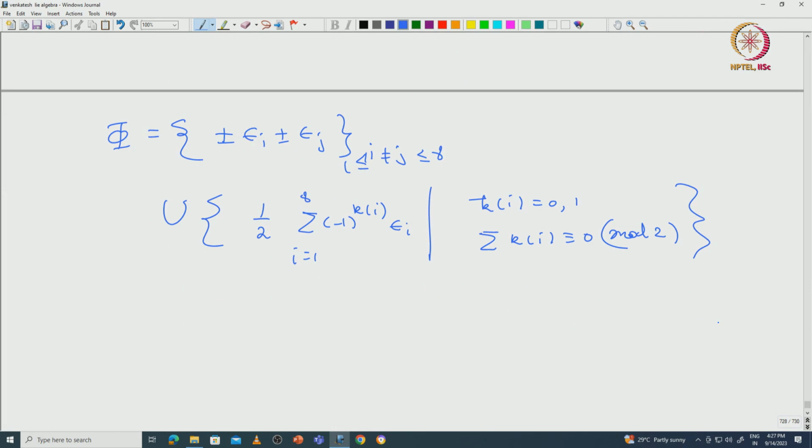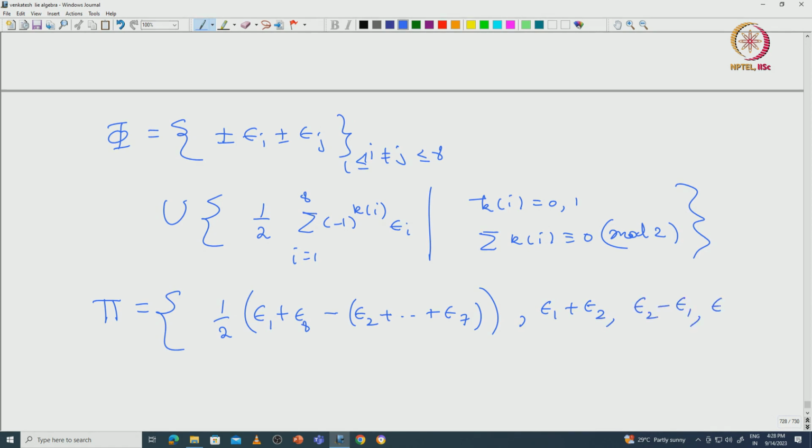So, this is your root system E8. It is a bit complicated root system, but very explicitly given. Again, what is the base? The base is again a bit complicated, but once I have told you what the base is, it is easy to check that it is a base. So, this is exactly half times epsilon 1 plus epsilon 8 minus epsilon 2 plus etcetera plus epsilon 7, and then epsilon 1 plus epsilon 2, epsilon 2 minus epsilon 1, epsilon 3 minus epsilon 2, epsilon 4 minus epsilon 3, epsilon 5 minus epsilon 4 and epsilon 6 minus epsilon 5.